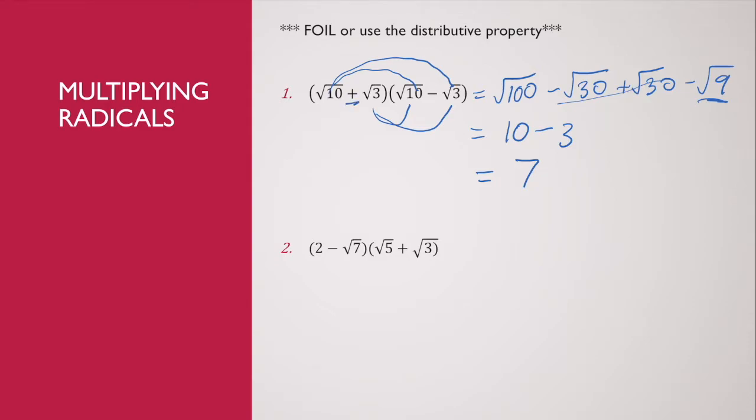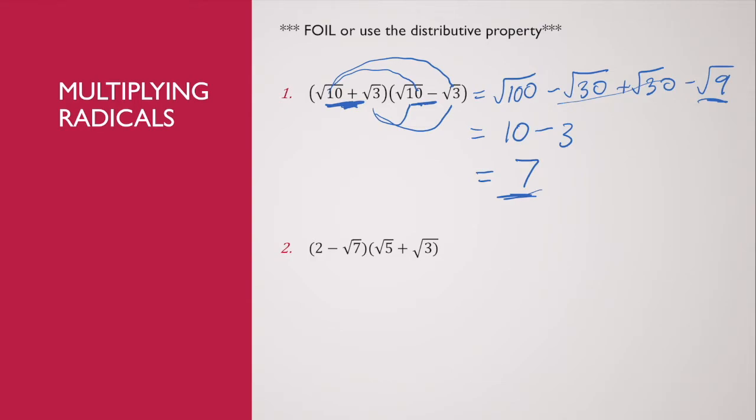Notice how these are the same except the sign, plus or minus. These are actually called conjugates, and we're going to talk about those more in a minute. And conjugates are really important because, as you can see, it got rid of our radical. We have no radical in our solution.